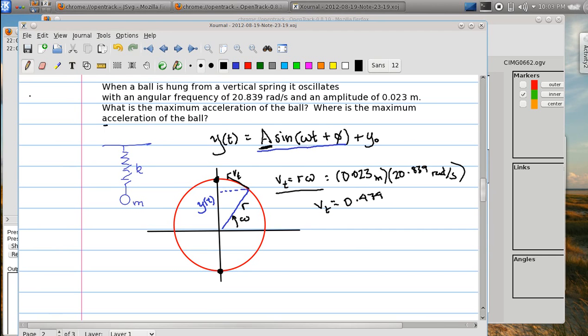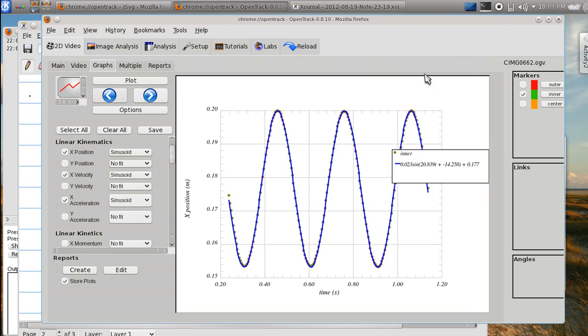We're interested in the maximum acceleration of the ball. So let's look here: is the tangential velocity predicted by this equation the same as what we really see? I have the velocity plotted. Notice I'm using x instead of y, but it should really be the same thing.